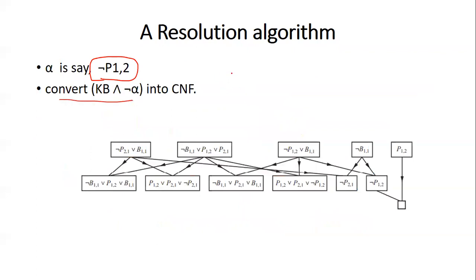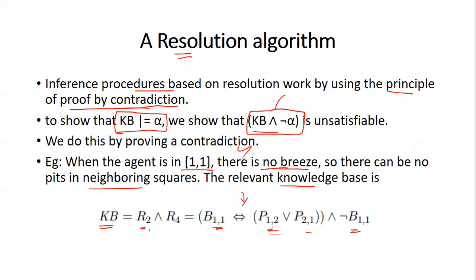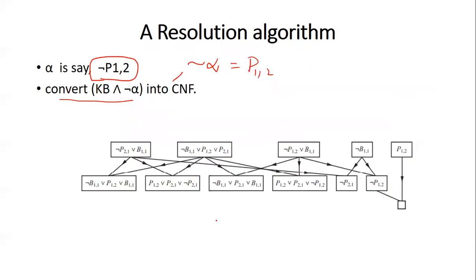So what is not alpha? Alpha is no pit in 1,2. So what is not alpha? Not alpha is pit in 1,2. There is pit in 1,2. Now what is KB? First we should convert KB to conjunctive normal form. So let me write KB here. Not alpha is what? P1,2. What is KB?